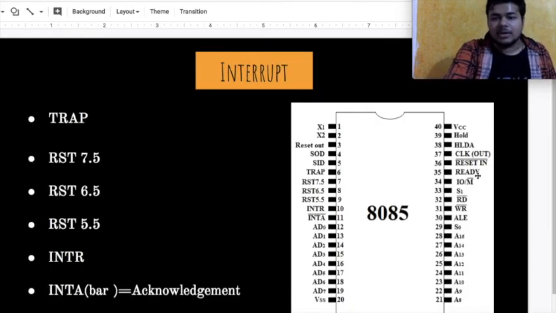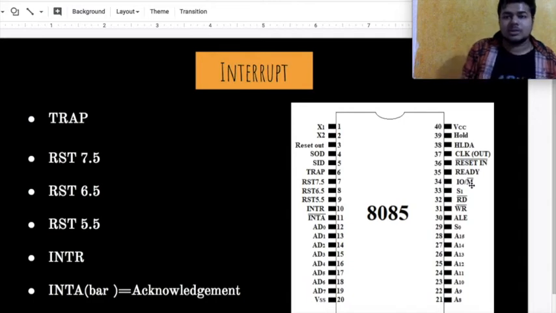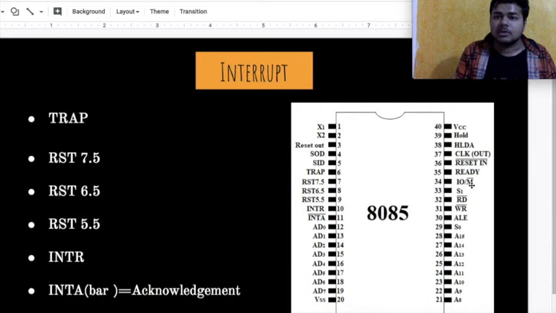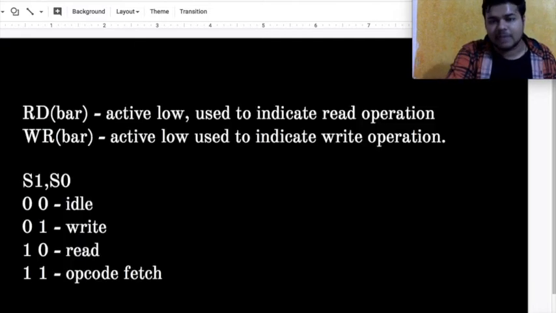And now this is the ready port. It is used to synchronize with slower peripherals. When it is active low, it means some slower peripheral is yet to process something, and the microprocessor has to wait. So basically it produces wait cycles so that the microprocessor will wait for the peripheral.